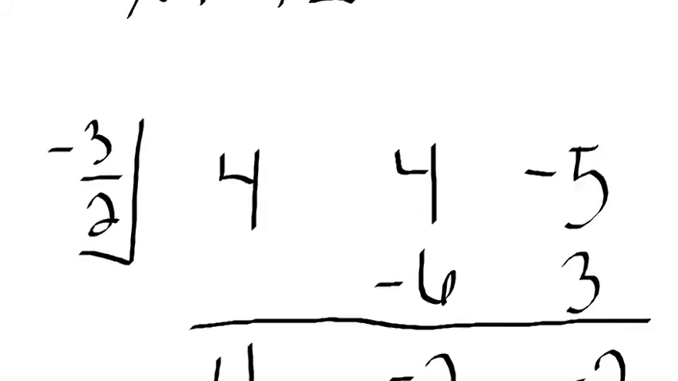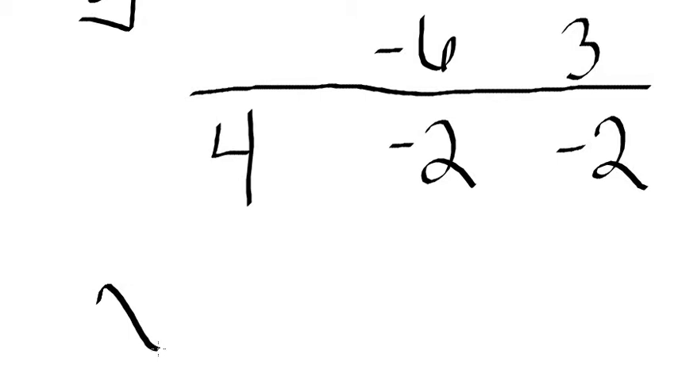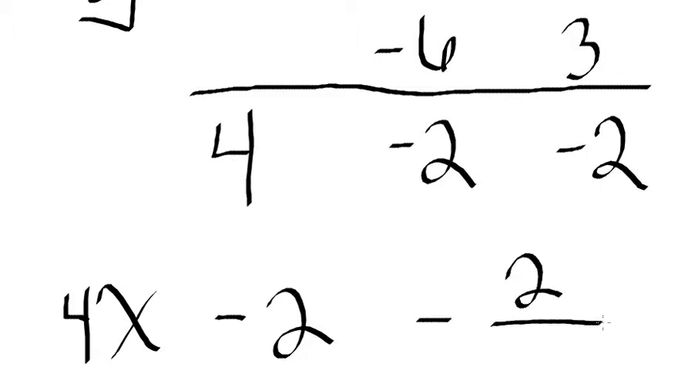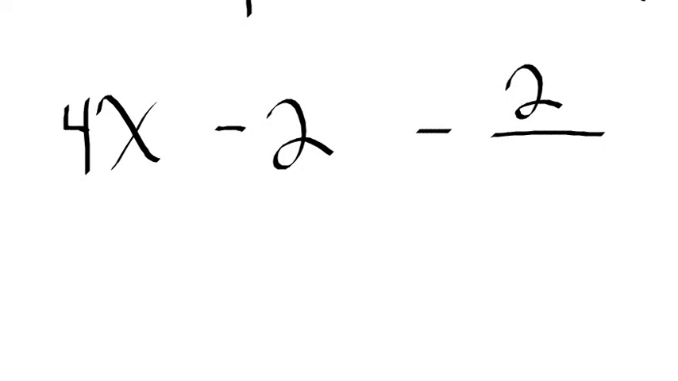So remember, we started with 4x squared, so this is going to be power reduced by 1. So that's just 4x minus 2, minus 2 over x plus 3 halves.